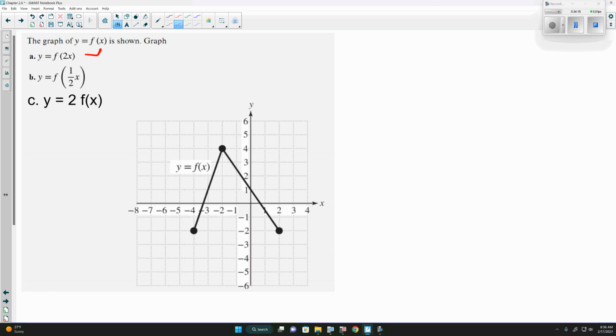We'll do red for the first one. If we're looking at this, it's 2 inside the parentheses, but again, inside the parentheses is affecting the x values by a factor of 1/2. Now our first point here, we have -4, -2. Our next one is at -2, 4. And our last one is at 2, -2. These are the 3 points they were given to us.